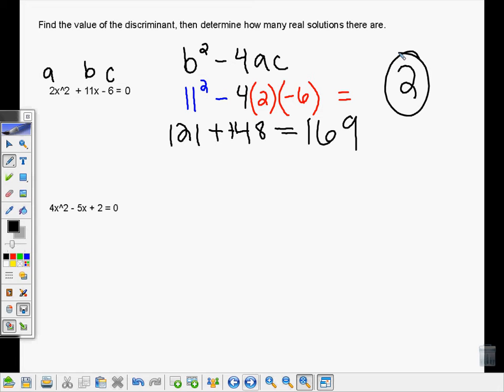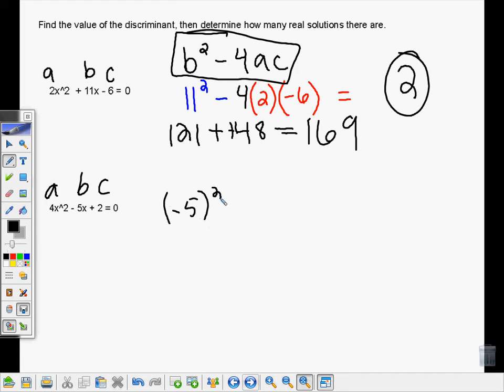Again, we're plugging in to b squared minus 4ac. So in a, b, c, b squared, I have negative 5 squared minus 4. a would be 4, c would be 2.